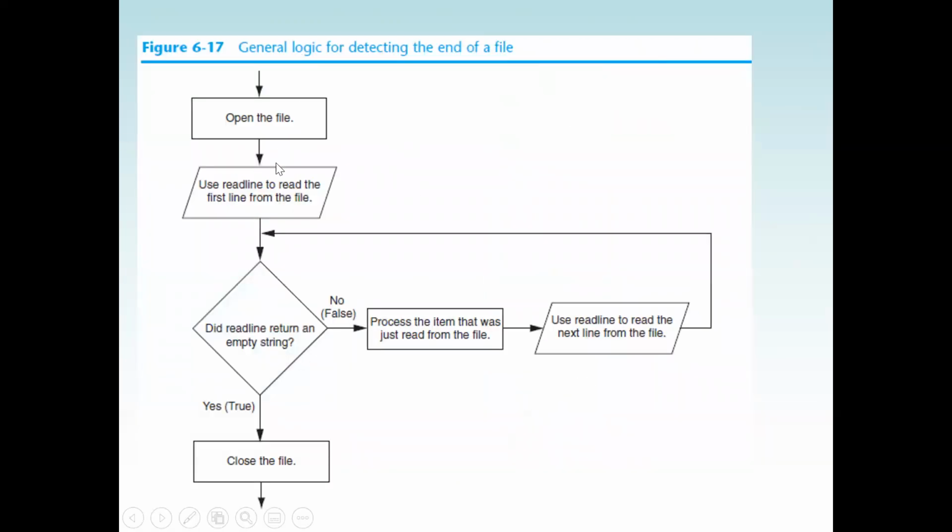So the general logic for detecting the end of the file. The first thing we need to do, we open the file. Now we use the readLine to read the first line from the file. Now, did the readLine return an empty string? If it hasn't returned the empty string, it means we need to process the item that was just read from the file. Then we use the readLine again to read the next line. But if we read an empty string, it means we reached the end. So in this case, we close the file.